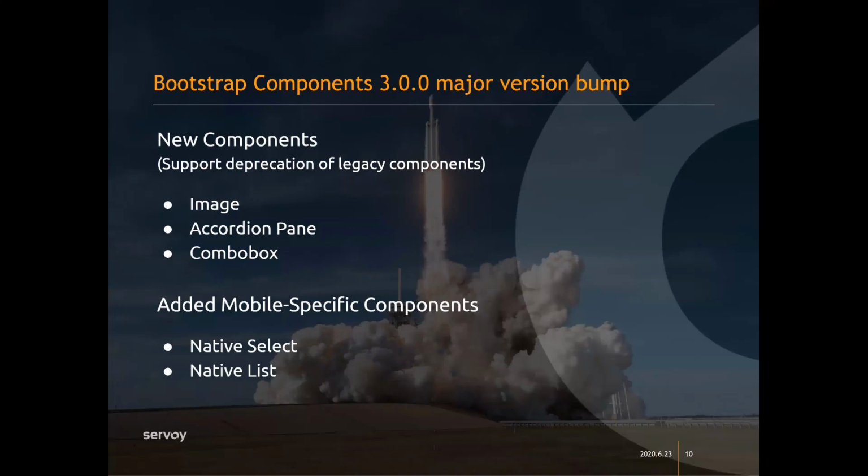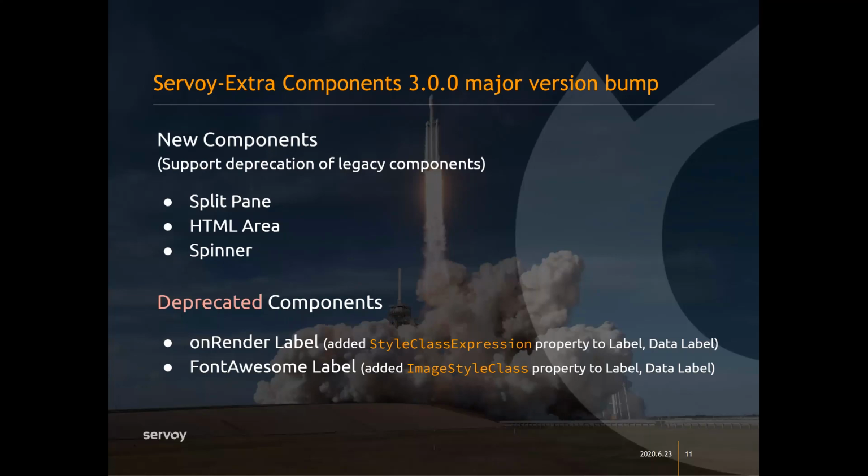And as you'll see, there's also some properties that were added to label and data label to support stuff that happened in another package. And that is this. The ServerWay Extra components, which is another really common library, did get a major version bump as well, because we moved some components there. Split pane, which is like a tab panel with two forms and a divider, HTML area and spinner all moved there or were created there because they are gone in the legacy components. So there was a gap to fill. So those are new and they work pretty much the same.